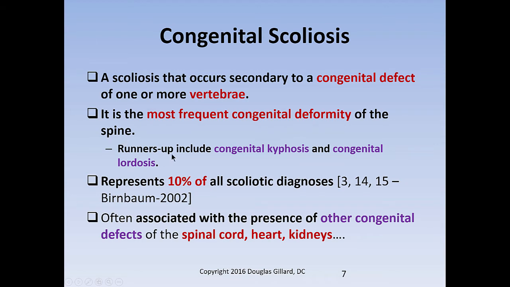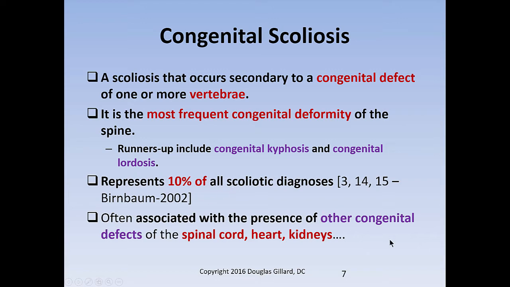So runners up, second and third place, most frequent would be a congenital kyphosis, which is also caused by a failure of formation only of the anterior columns. And then a congenital lordosis, which is pretty rare. That's a congenital failure of formation of the posterior column. Anyway, congenital scoliosis represents 10% of the scoliotic pie. So all scoliosis diagnoses, remember AIS was by far the biggest.